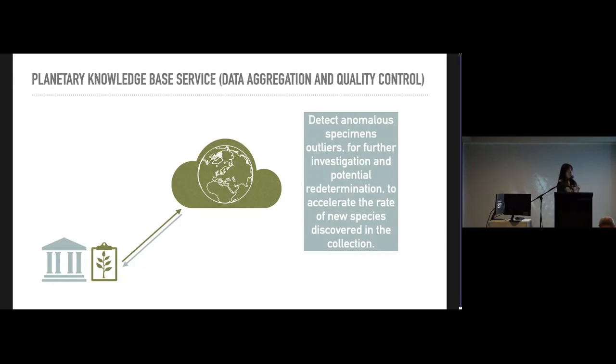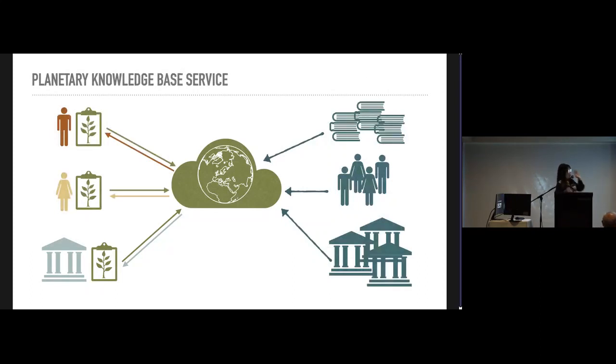The reason this can be done is graph theory. Sometimes the graph theory will have cases of what we call detected errors. But the detected error can be an outlier. An outlier in machine learning is probably an error, but in the biodiversity domain it can be either an error or just a new species discovery. And this is really important for our curator. So this is basically the full picture of our knowledge graph service.